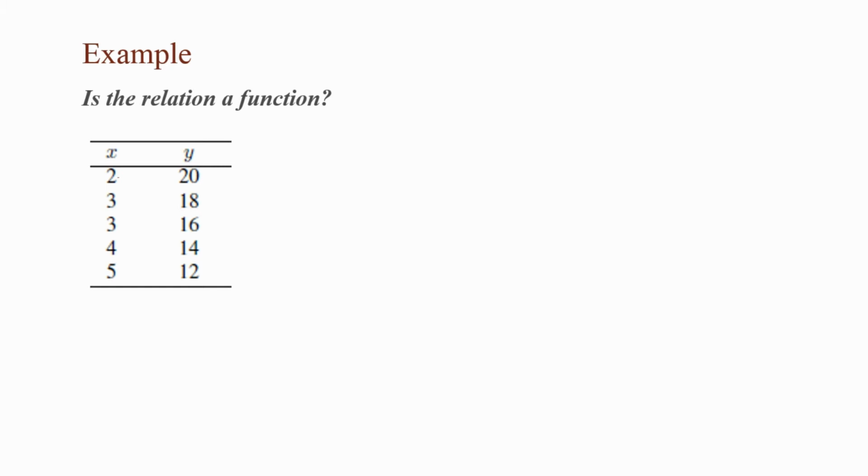If our input is 2, then the output is 20. If the input is 3, the output is 18. If the input is 3, the output is also 16. If the input is 4, the output is 14. If the input is 5, the output is 12. Because 3 has an output of 18 and 16, our relation is not a function.